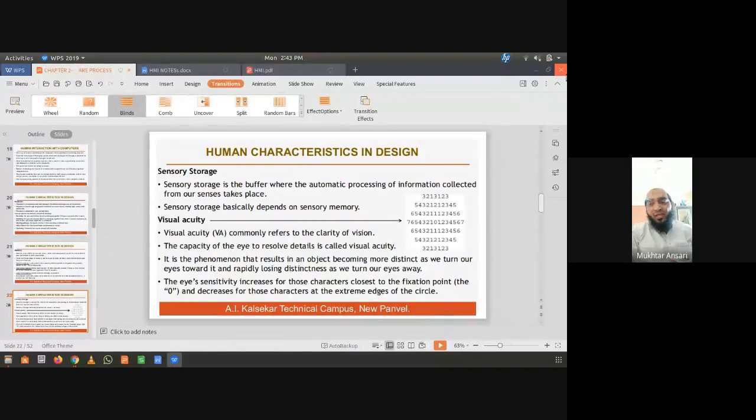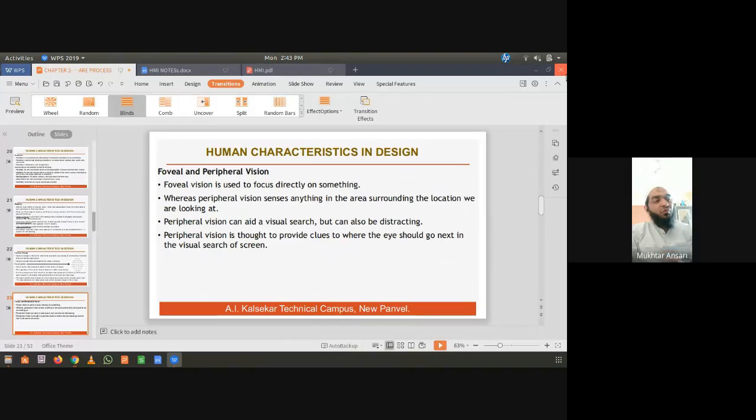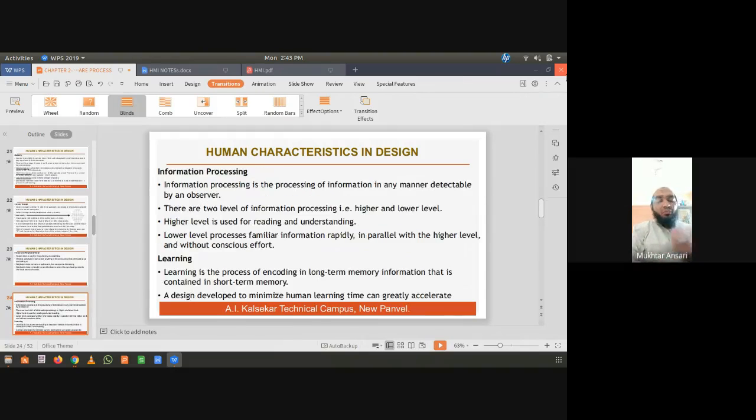Then visual acuity. Okay, so the clarity in the vision. Then foveal and peripheral vision. Foveal means direct focus, and peripheral the focus on the element which are present nearby the object. Okay, that is the peripheral vision. Then information processing, the information whatever we are presenting, that we have to process in a very good manner, so that there will not be any kind of complexity.